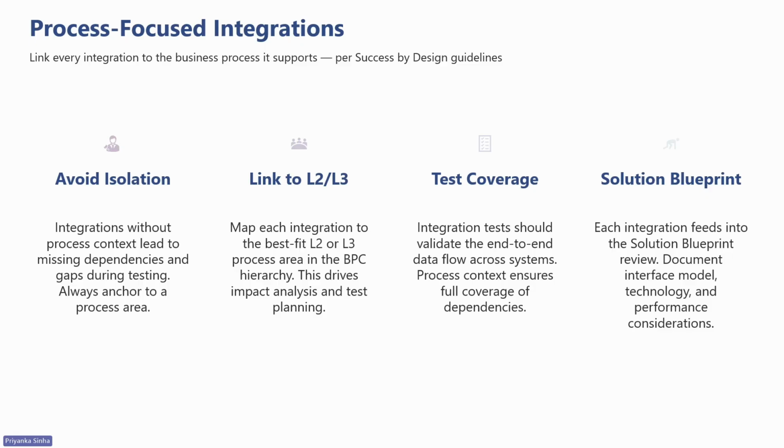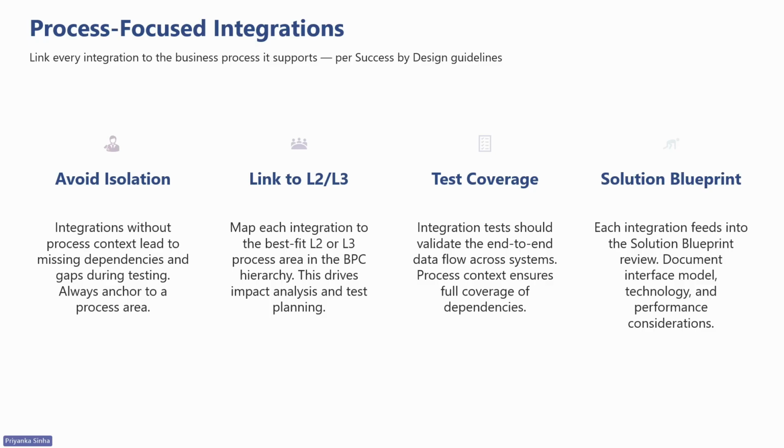Why does it matter? First, avoid isolation. If an integration exists without process context, you will miss dependencies during testing. That order sync you built depends on the customer master being current. If you don't link them to the related processes, nobody catches that gap until UAT or even production.